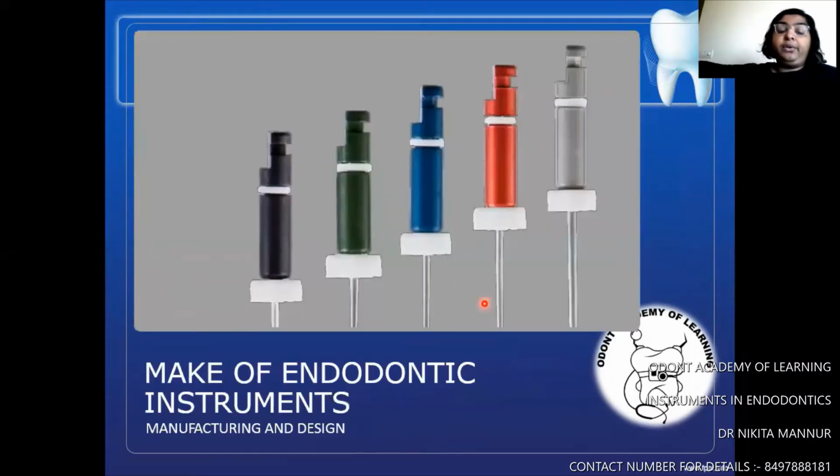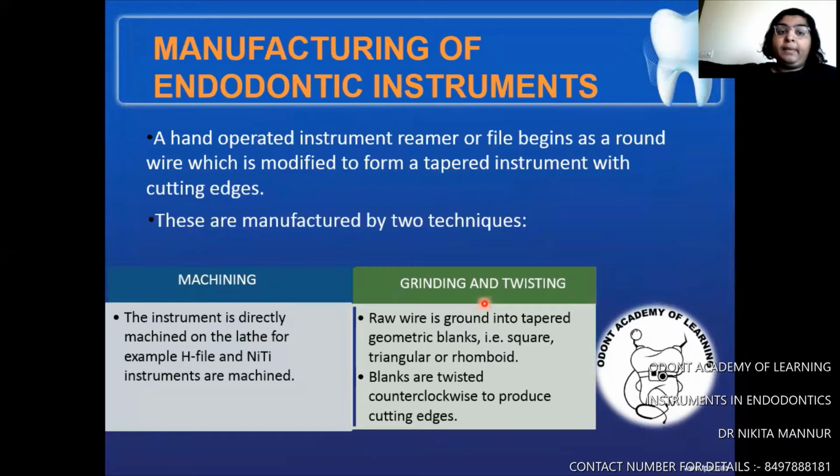The make of endodontic instruments. So a hand-operated instrument, reamer or file, begins as a round wire, which is then modified to form a tapered instrument with cutting edges. They're manufactured by two techniques. One is machining and the other one is grinding and twisting.